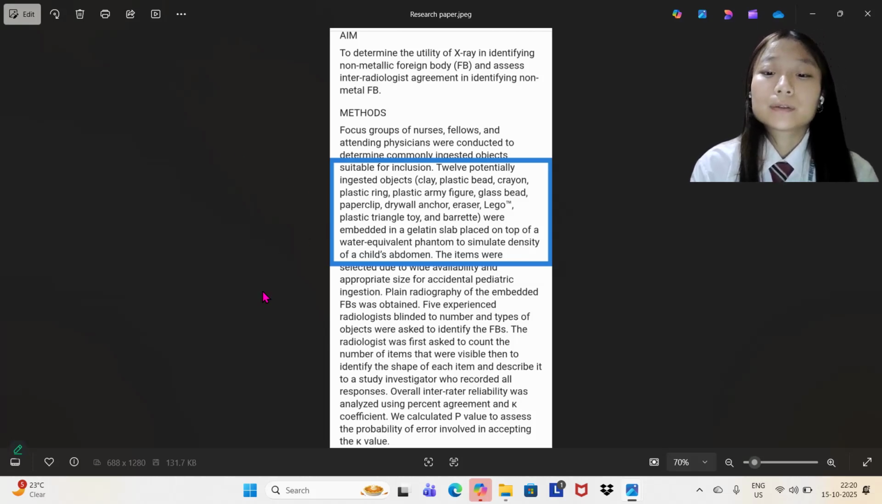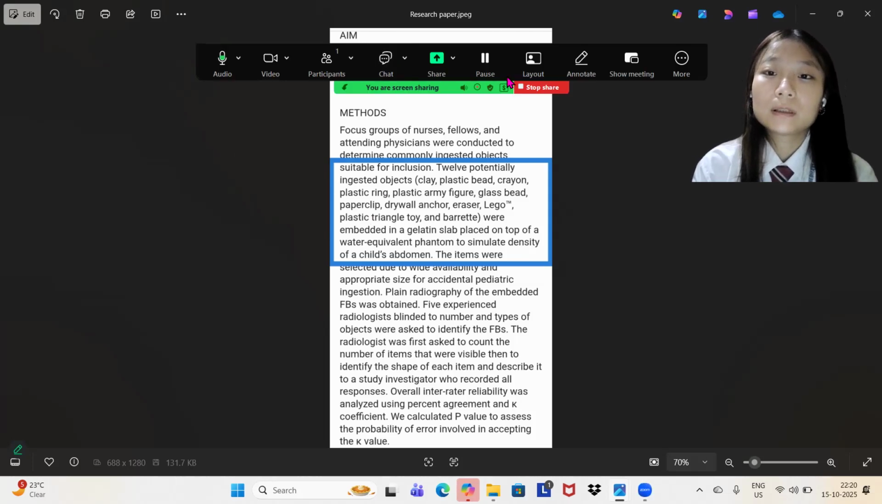In conclusion, the paper emphasizes that while X-ray remains the first line imaging tool, it should always be interpreted carefully, considering both object material and clinical symptoms.